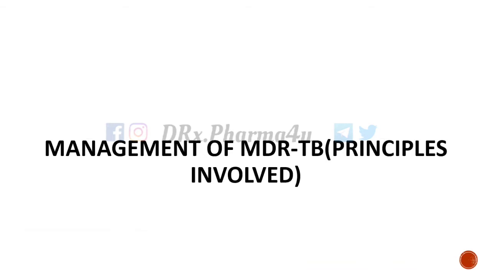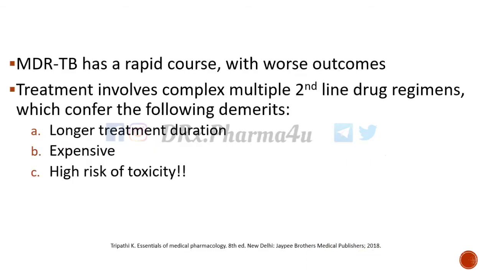Now we come to management of multi-drug resistant tuberculosis and the different principles involved. Multi-drug resistant tuberculosis has a rapid course with worse outcomes, especially if that patient is also suffering from any immunocompromised condition, for example, HIV, or if the patient is on long-term immunosuppressants. And if that patient has multi-drug resistant TB, the outcome is very poor.